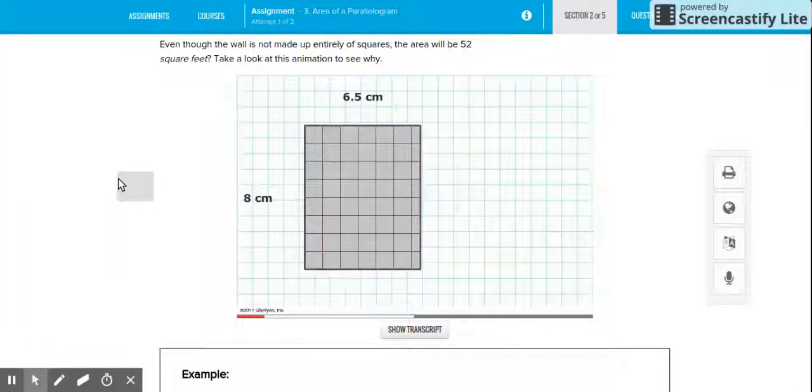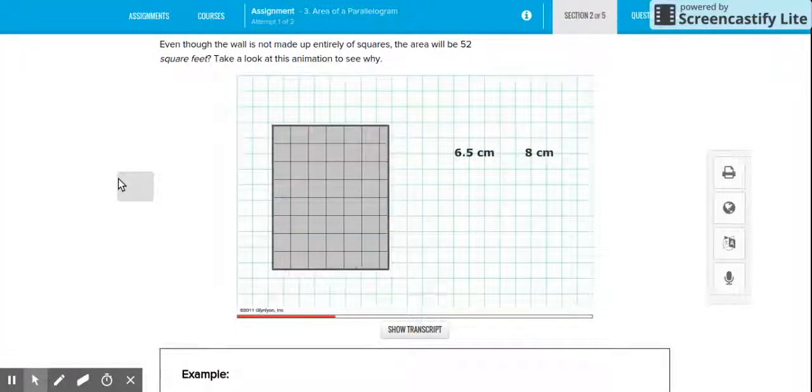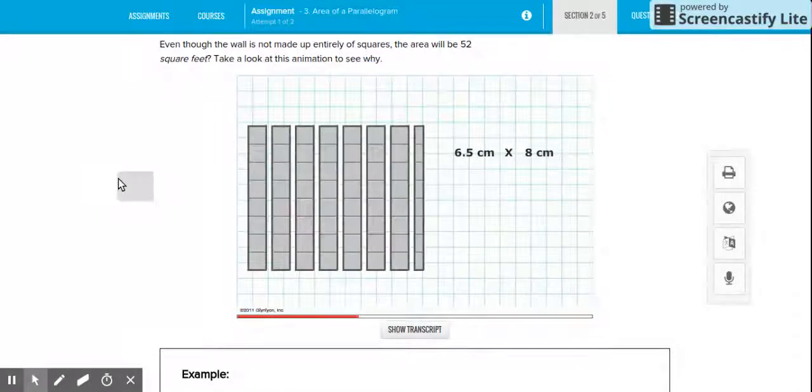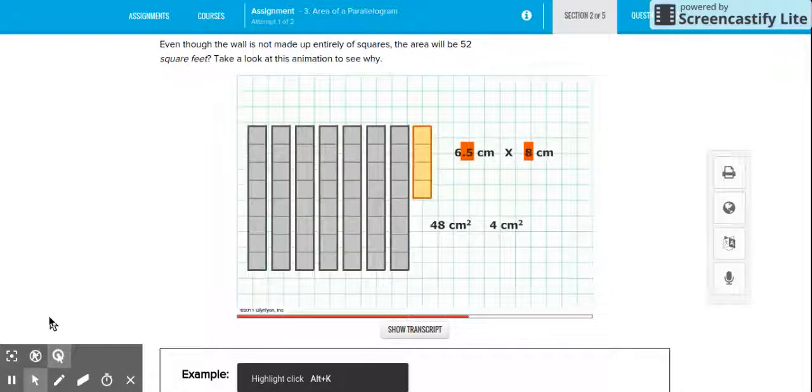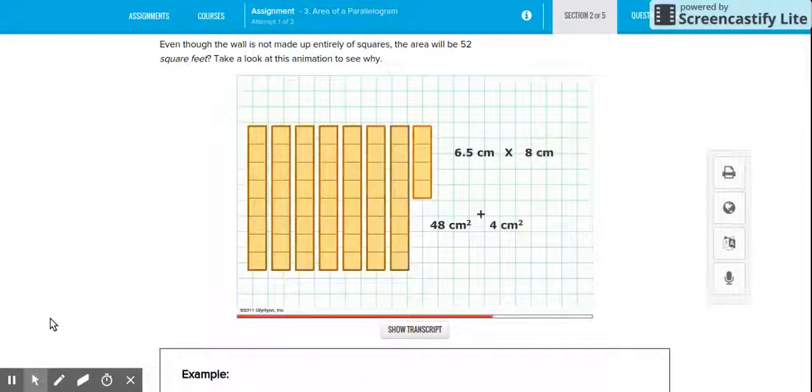The area of a rectangle is the length times the width. Here there are 6 1/2 columns of 8 square centimeters. The first 6 columns of 8 square centimeters make 48 square centimeters. The last half column makes 4 square centimeters. The area is 52 square centimeters. Even though the area is not in the shape of 52 squares, there are still 52 squares in the shape.